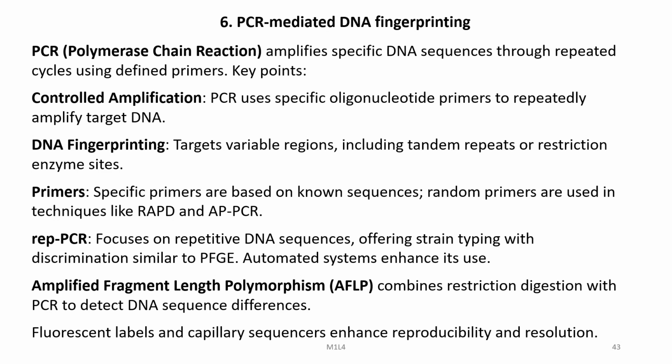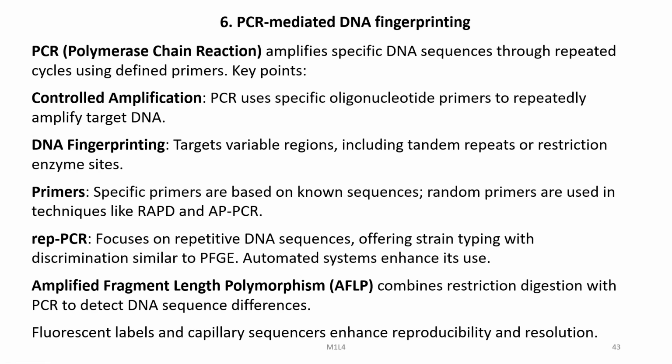Specific primers are based on known sequences. Random primers are used in techniques like RAPD and AP-PCR. And in REP-PCR, we focus on repetitive DNA sequences, offering strain typing with discrimination similar to PFGE, and the use of automated systems enhances the results.